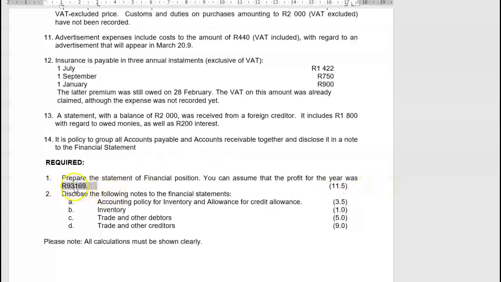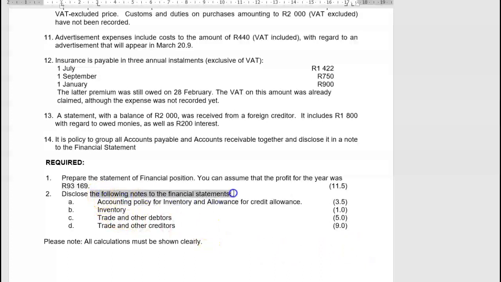However, I'm going to show you the income statement in this question as well, so that you can have the full picture of what the disclosure looks like. But if they give you a profit figure and they tell you that you have to use that profit figure, then you do use that profit figure as is. You do not try to prove them wrong. You can assume that the profit for the year was 93,169. So if there were any further adjustments that you have to make, well, if that is the closing figure, then it will only be on the statement of financial position.